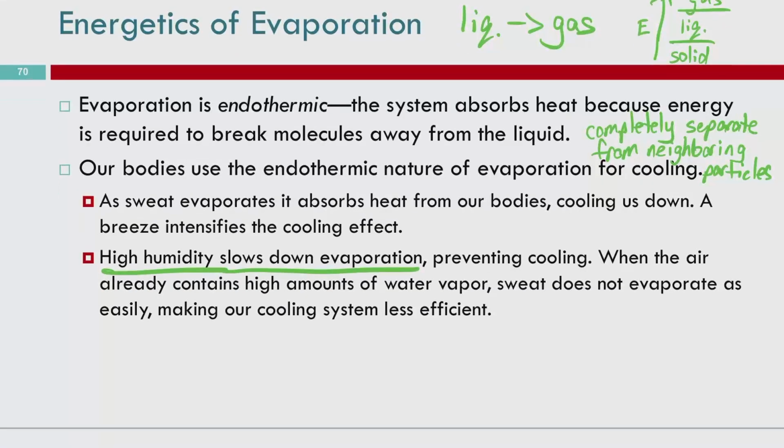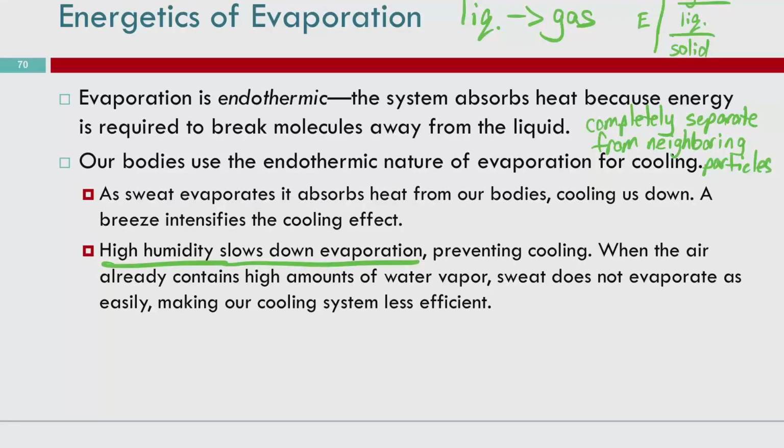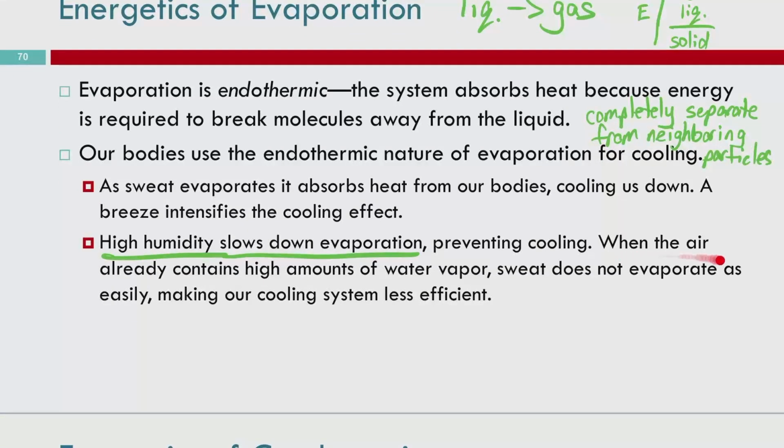Even 90 degrees Fahrenheit at 90% humidity is unbearably hot. So when the air already contains high amounts of water vapor, sweat does not evaporate as easily, making our cooling system less efficient. High amounts of water vapor meaning high percent relative humidity. Like in the South.